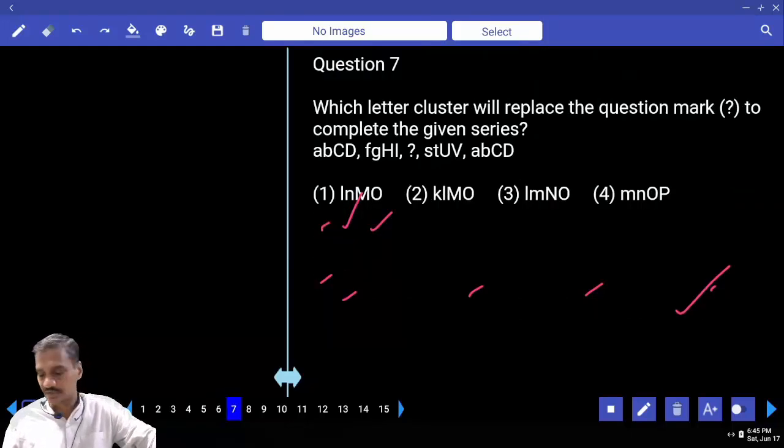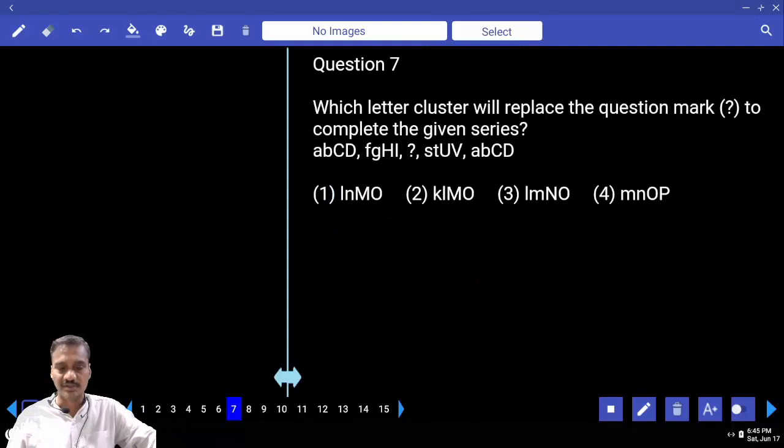Then 7th one. Now in this question number 7, A, F and so. The difference between A and F is plus 5. S and E difference is 19 and 27, plus 8. The 5 and the 8 are the two differences. Only 6 and 7.